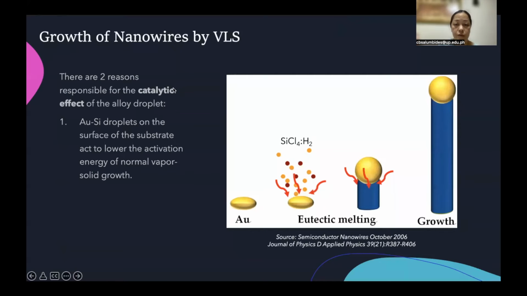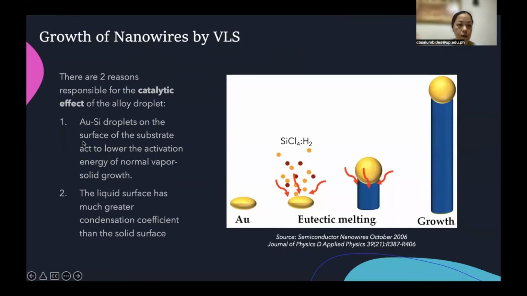However, having these gold particles, it can form gold-silicon eutectic droplets that can absorb silicon at temperatures just slightly above 360 degrees Celsius. And this liquid surface can have a much greater condensation coefficient than the solid surface. That's why it makes the growth of the crystal faster.